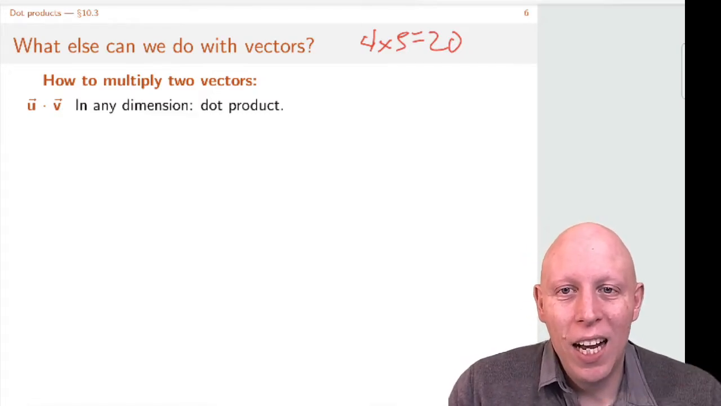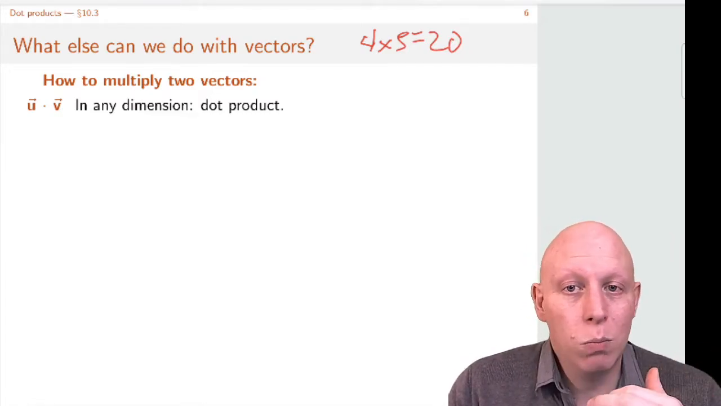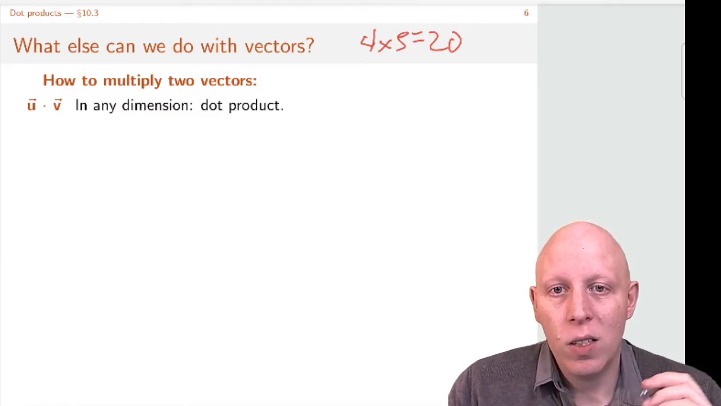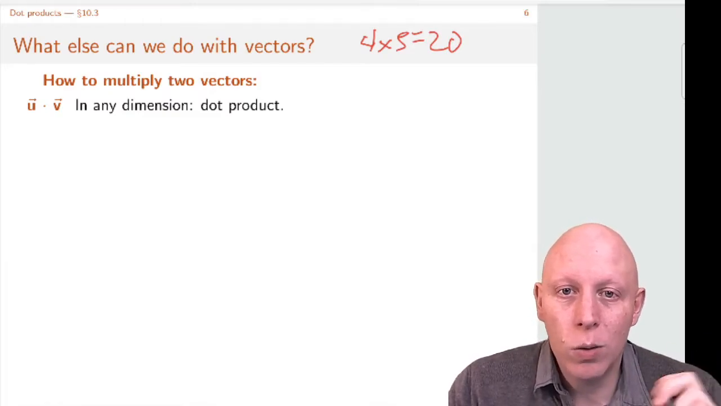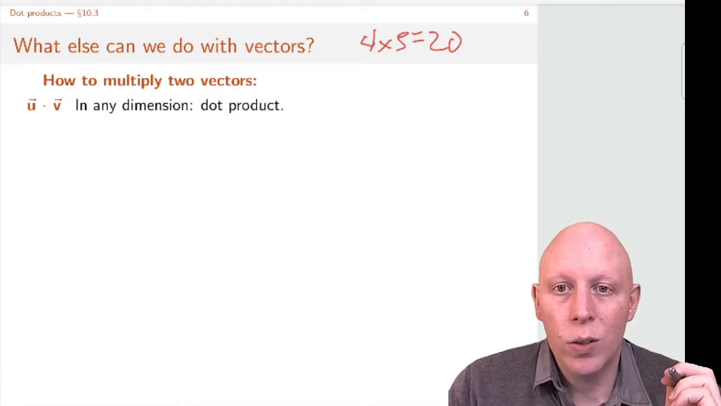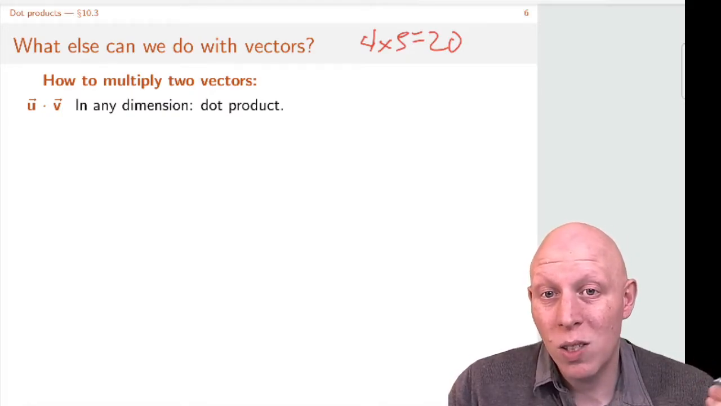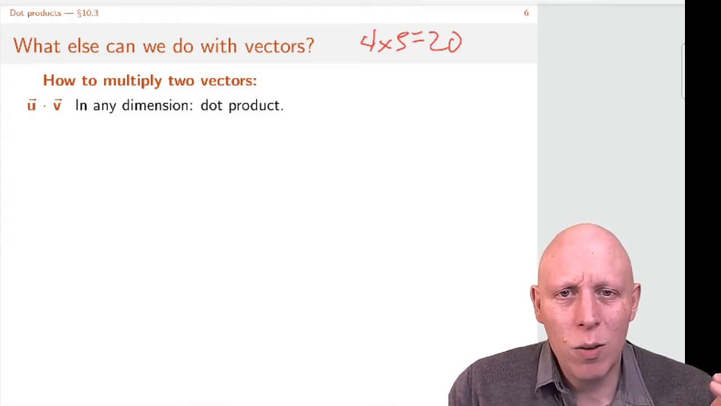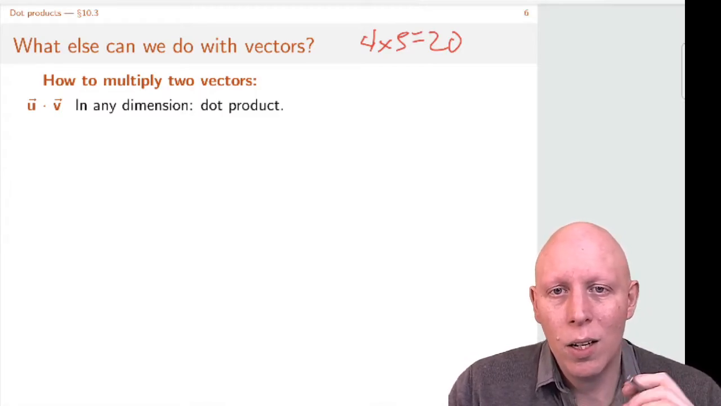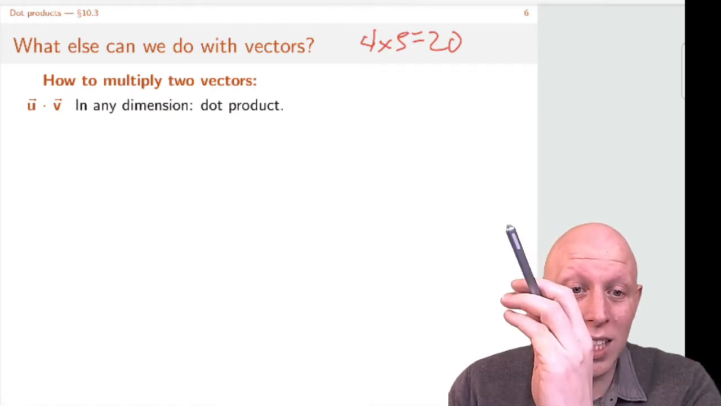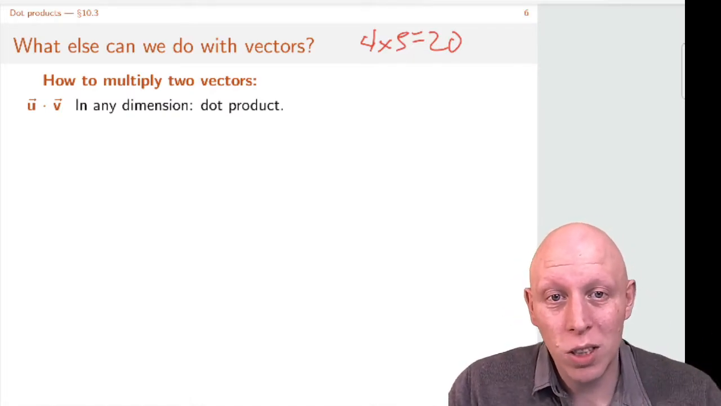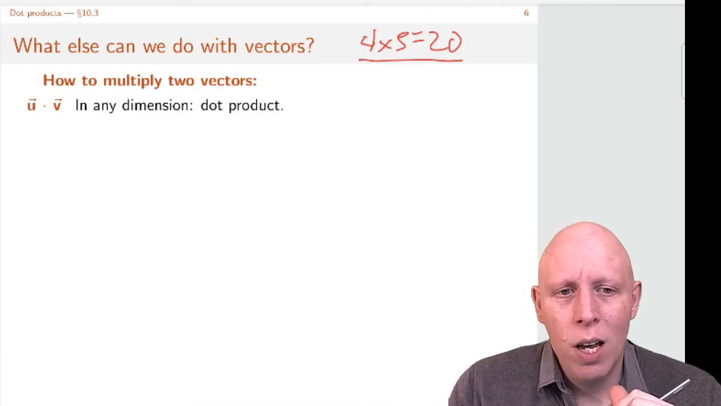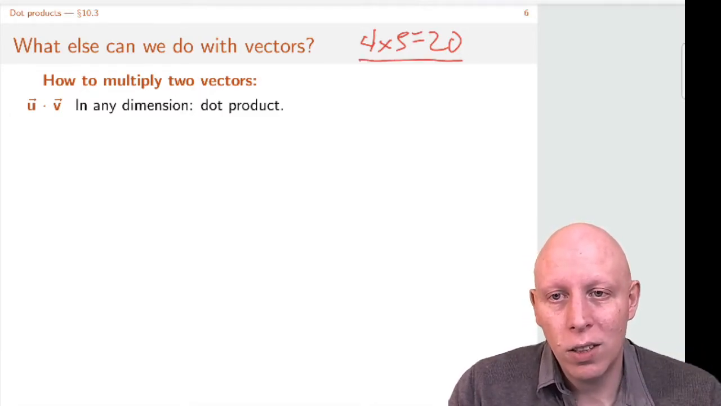Hi, everybody. Let's build on what we were talking about in class on Monday and talk about what else we could do with vectors. So the first thing we're going to talk about is multiplying vectors and what exactly that would mean, how we would do it. We're all rather comfortable with the idea of multiplying two numbers together. 4 times 5 is equal to 20. But what would it mean to multiply two vectors?